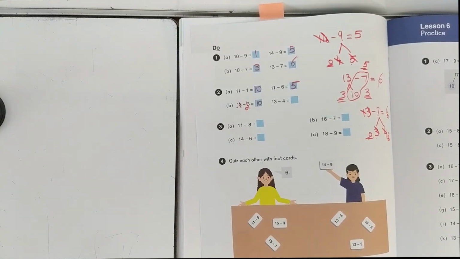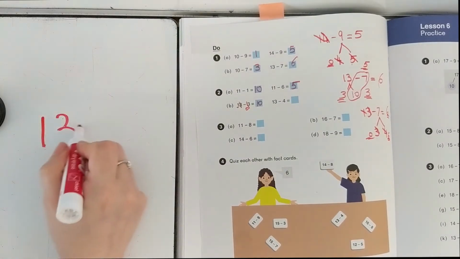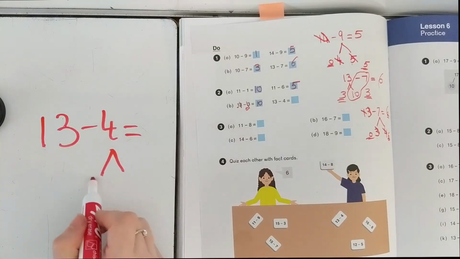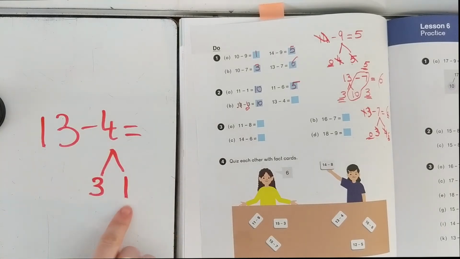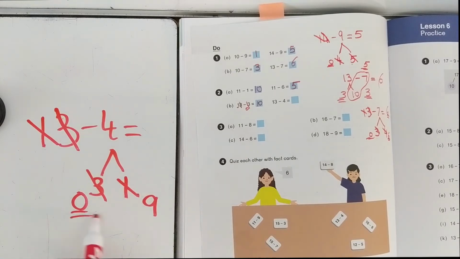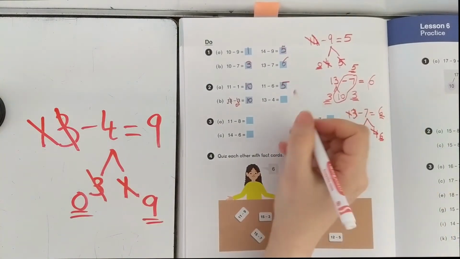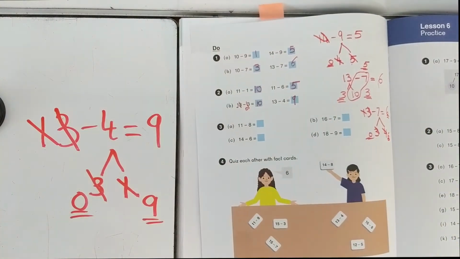Let's do that one on the board. 13 minus 4. Inside this 4, there is a 3 and a 1. 3 plus 1 is 4. Now let's take away the ones place. 3 minus 3 is 0. 10 minus 1 is 9. Our answer is 9. So 13 minus 4 is 9.